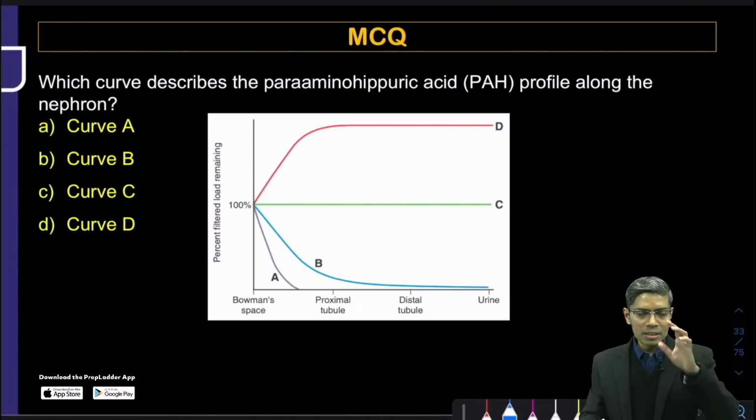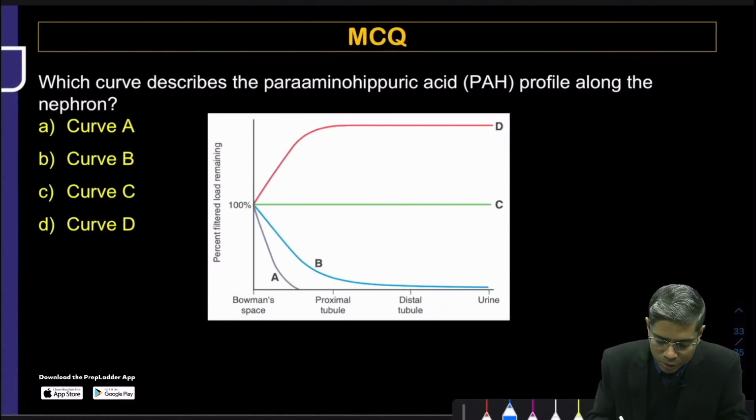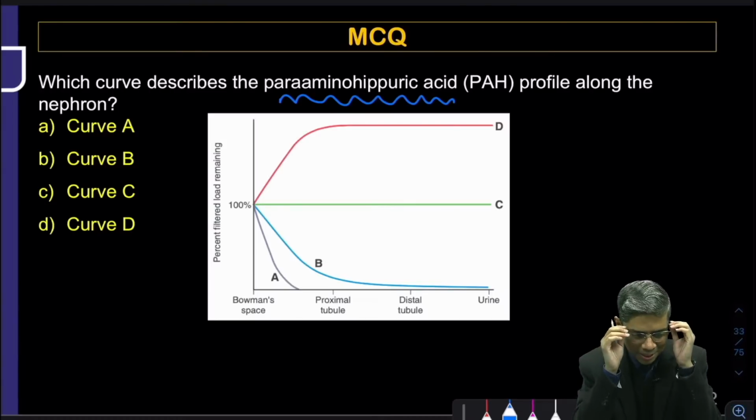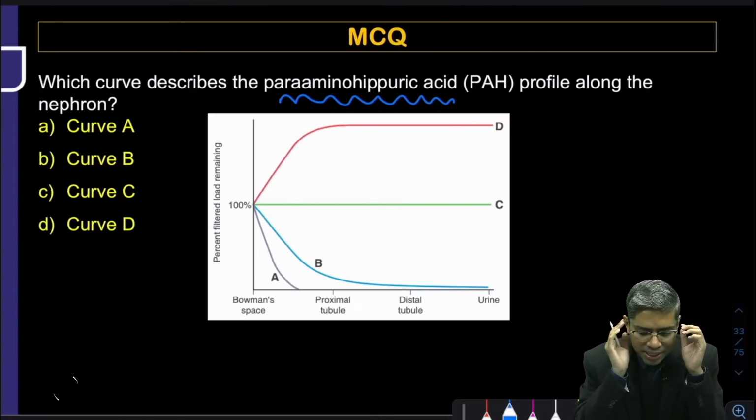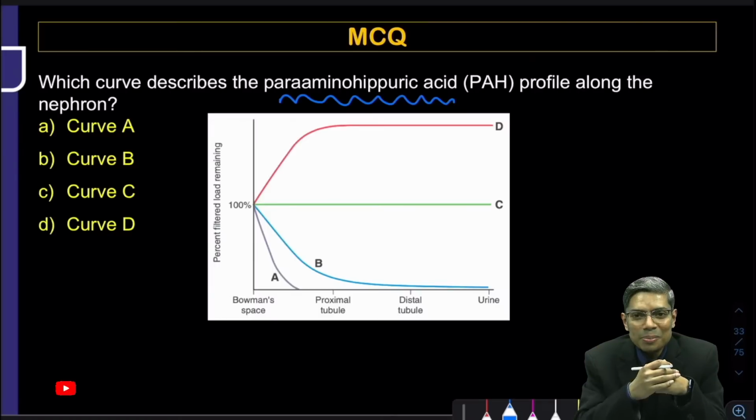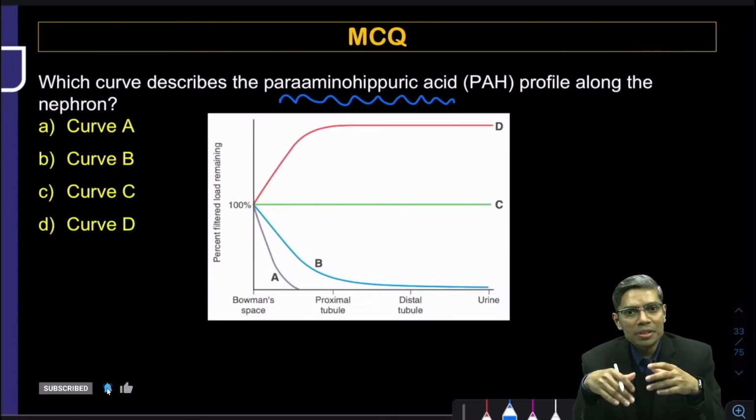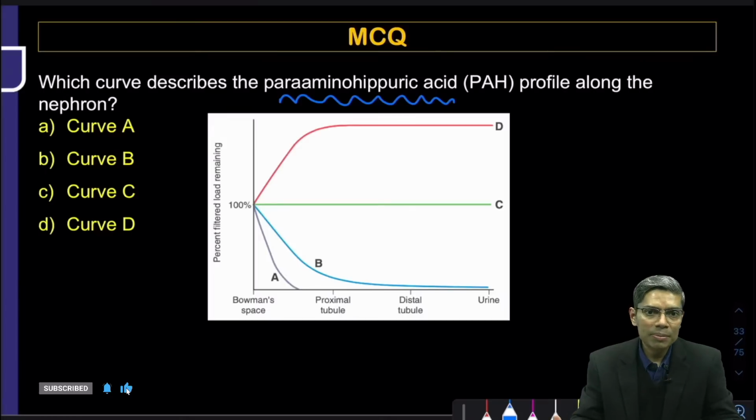So the same kind of curve is given, but here the question is para-amino hippuric acid. Inulin, yes, absolutely inulin. Very good. So we already said the answer. So same curve. What I am showing is the same curve because the same curve can be given for a different question.